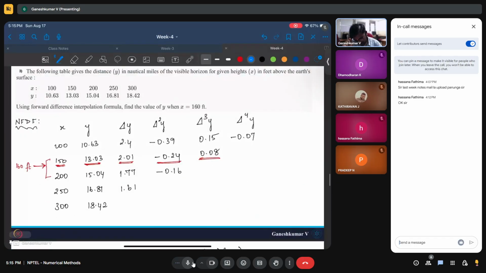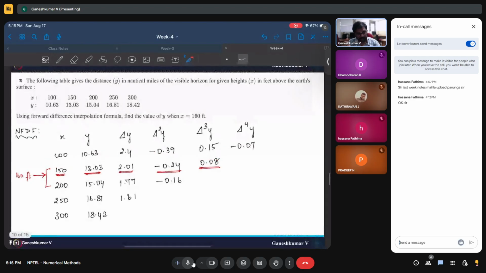Now, this is not the same in the previous problem. In the previous problem we chose this value. Maybe what you guys can do is try backward difference interpolation for the same problem, and then evaluate at 160 feet, and see what your answer is. In this case, both forward difference and backward difference might work, and it may give you the same results. Okay, but you give it a try.